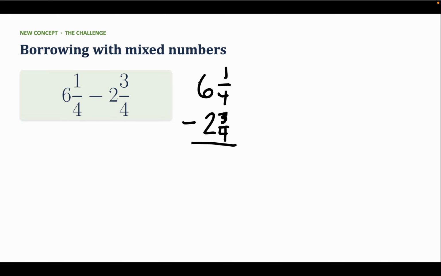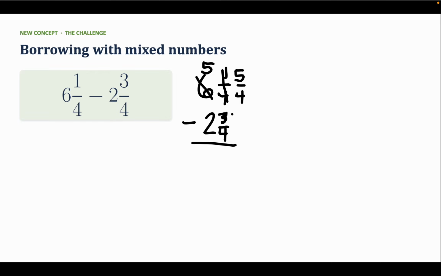We would borrow from the next place. So we can borrow one of these whole numbers, so we'll be left with 5. And that one that we borrowed, we can split up into pieces. We'll split it up into fourths. So that would be 4/4, but we want to add it to this 1/4 that we already have. So I'm going to cross that out and change that to 5/4.